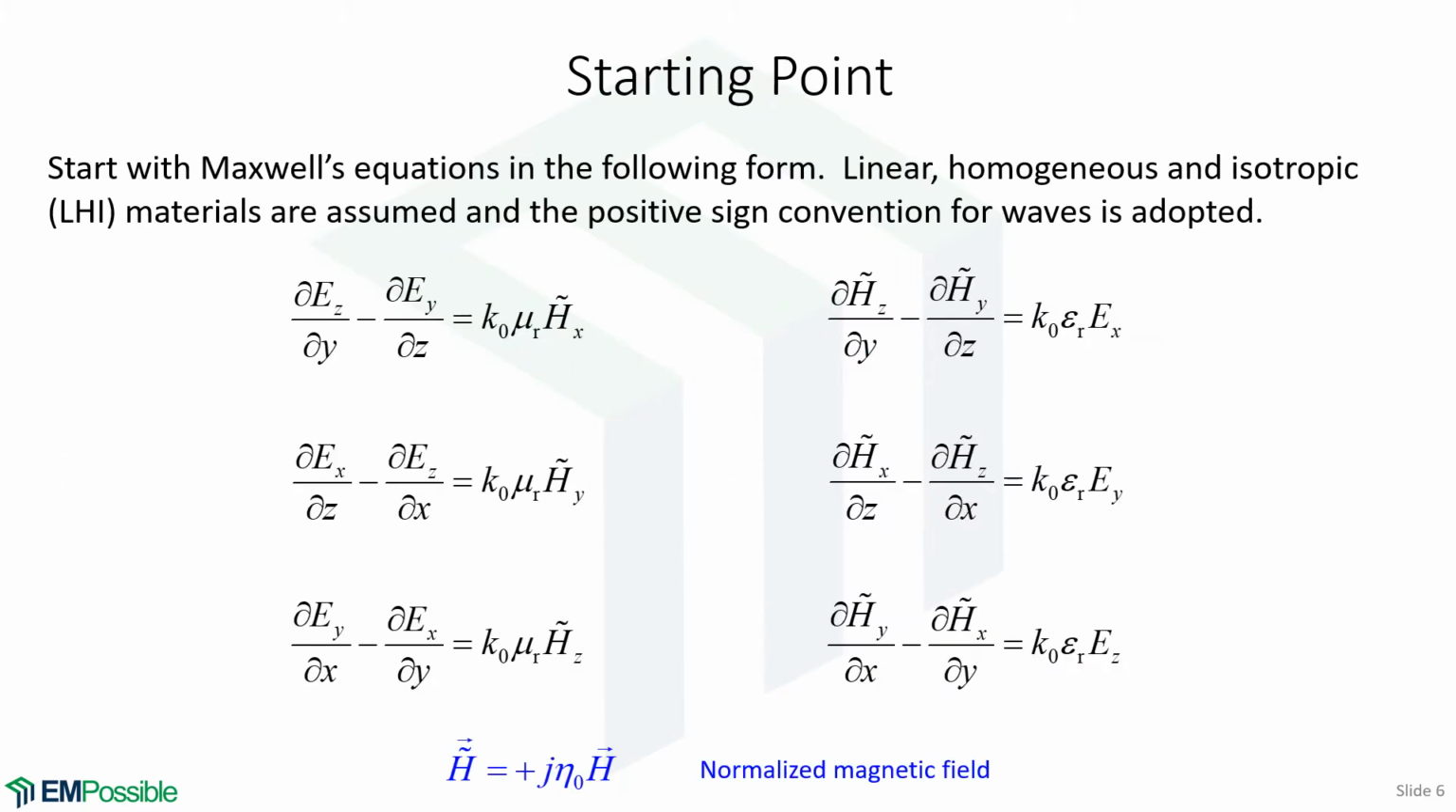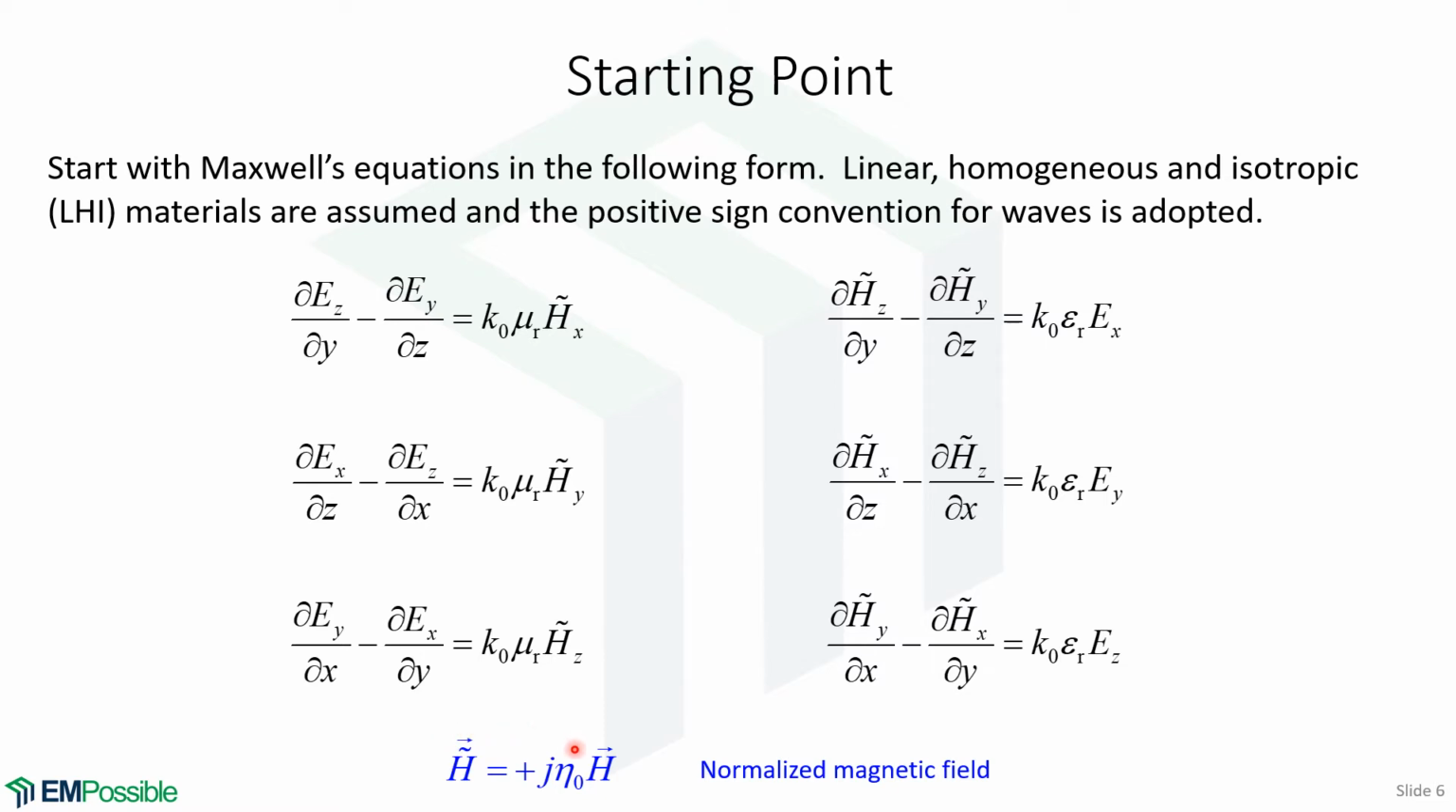So here's our starting point for Maxwell's equations. Notice we're normalizing the magnetic field here. Without the little tilde symbol, the little squiggly, that's our normal magnetic field. If we multiply this by positive j times the free space impedance, we get our normalized magnetic field.